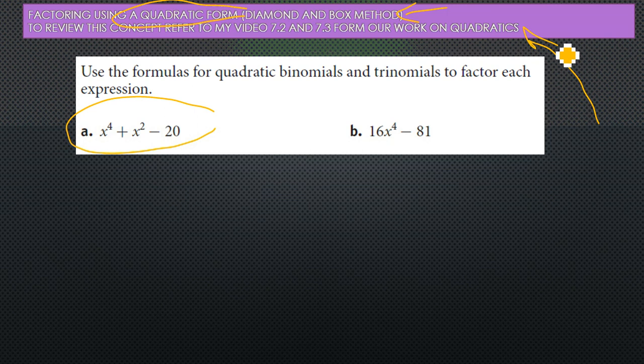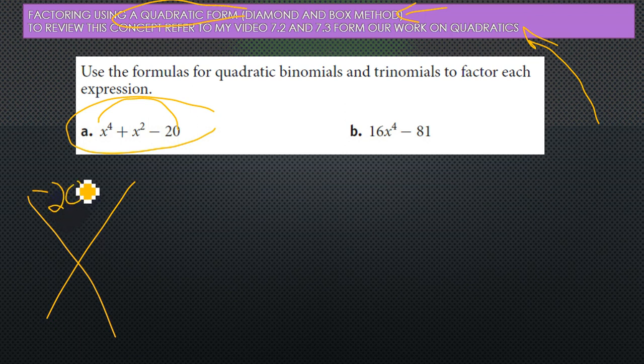So you can go back and review those videos if you need to. Okay, so let's look at our first diamond here. Remember, we're going to do first times last to get the top of the diamond. So that's negative 20 x to the fourth.